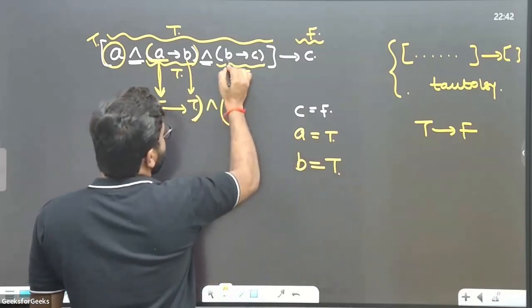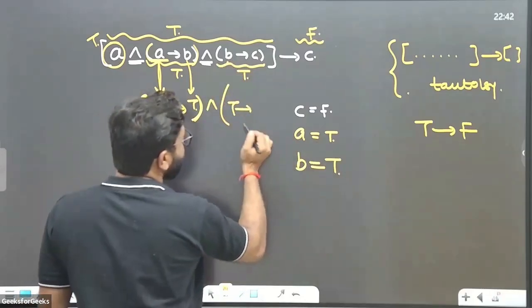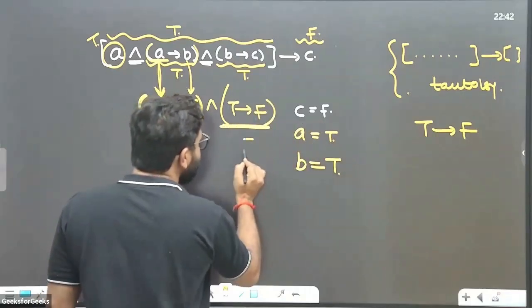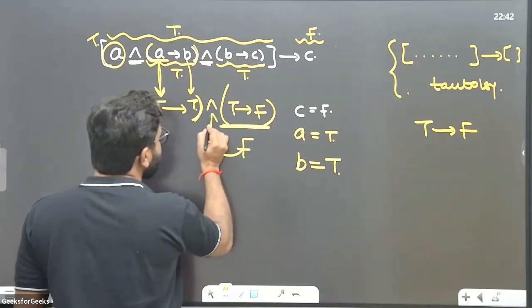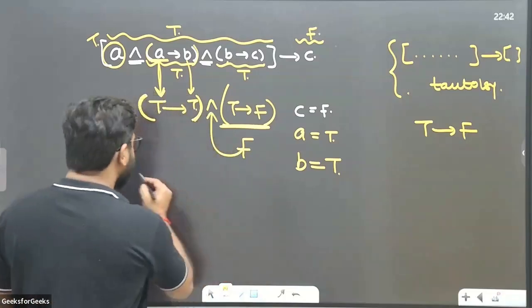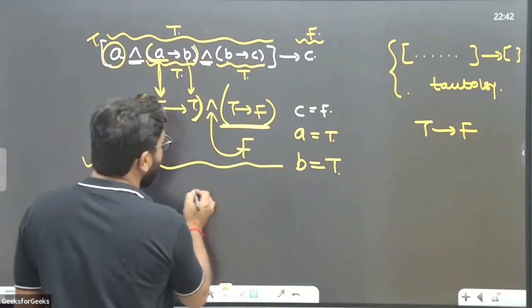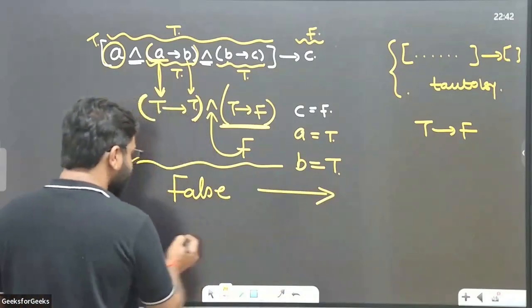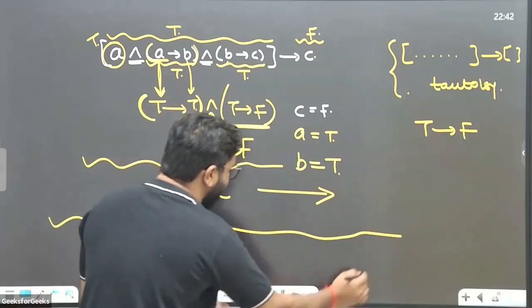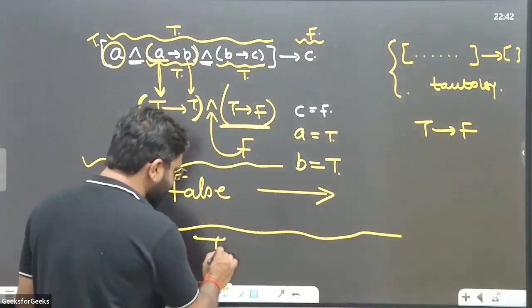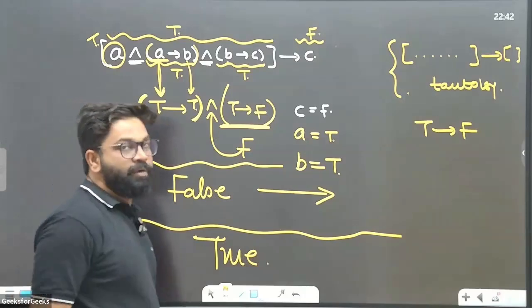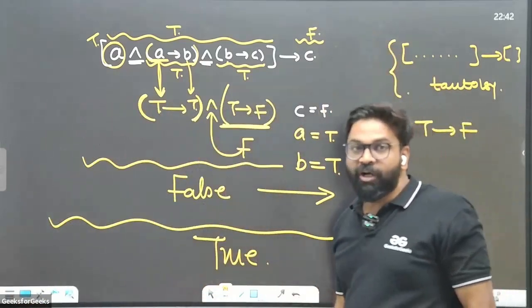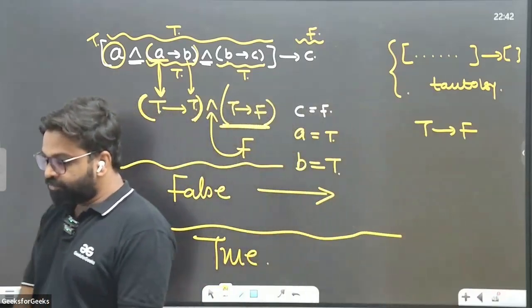Now, I got the value of B as true. But what is the value of C? The value of C is false. So true implies false will become false. Now false will see and hates false, so the whole left side will become false. And if the left side is false, and false implies anything, the whole statement will become true. So I was trying to prove this as false, but it turns out to be true.